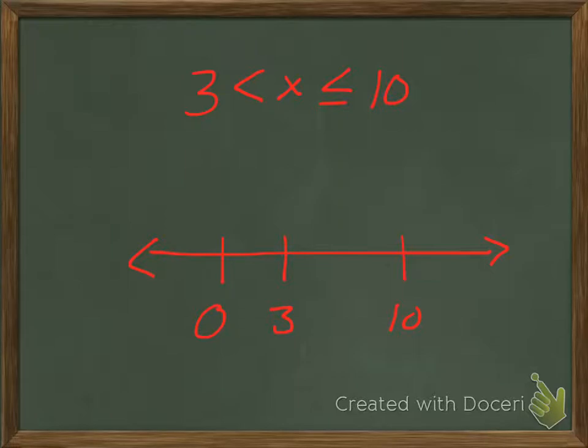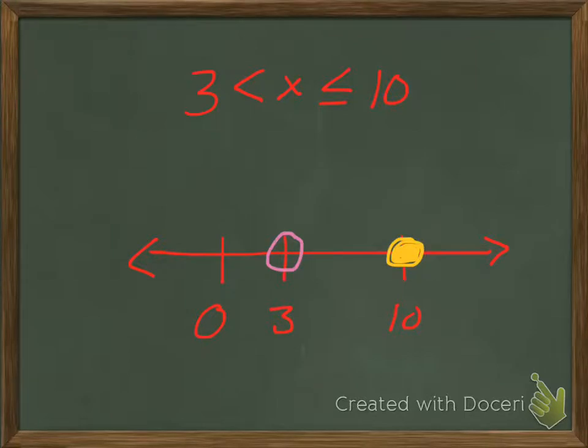Now the first thing I need to make sure that I do is look at my signs. If you look at your inequality signs, x is greater than 3. So on the 3, I'm going to put an open circle. And then x is less than or equal to 10. I'm going to put a closed circle because I have that line underneath it.